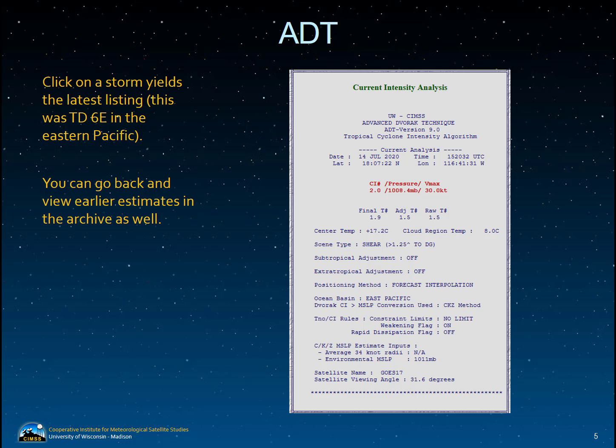If you click on ADT, you go to a page that lists storms, and if you click on a storm, that will give you the latest listing for that particular storm. This is for TD6E in the Eastern Pacific. You can go back and view earlier estimates in the archive as well. This gives information on the satellite estimates of intensity.